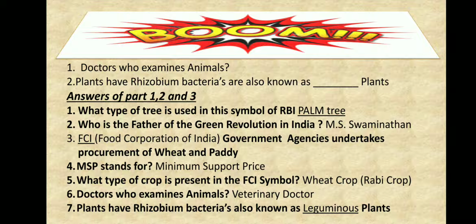The sixth question is: the doctor who examines animals. It is the veterinary doctor. The sixth and seventh are the answers of part 3. The seventh question is: plants that have rhizobium bacteria are also known as dash plants. It's the leguminous plants. We have completed our parts 1, 2 and 3, and we have completed the 8th grade chapter, crop production and management.